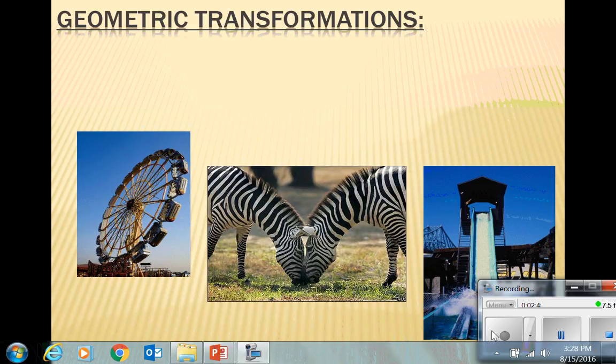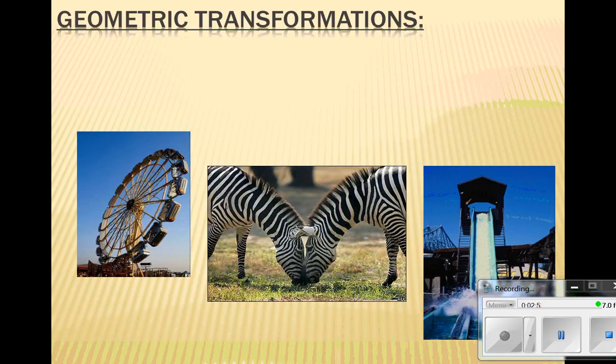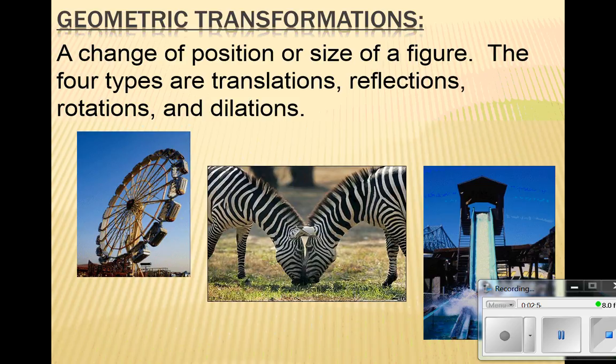Geometric transformations are any figure that has a change of position and size. And there are four types that we're going to be looking at: translations, reflections, rotations, and dilations.